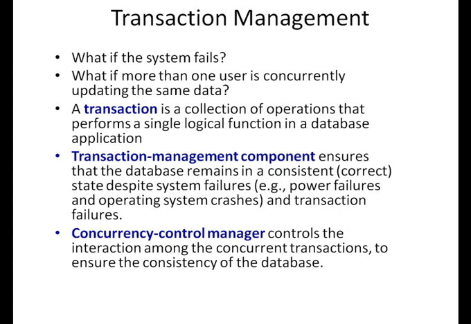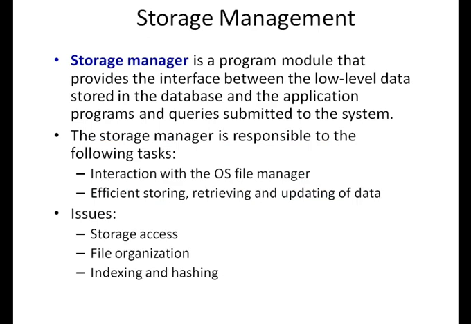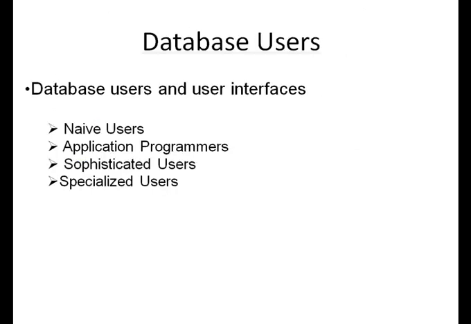There is a concurrency control manager. This concurrency control manager controls the interaction among the concurrent transactions to ensure the consistency of the database. Now dear student, these three are the very main parts of your database architecture: storage management, query processing and transaction management.